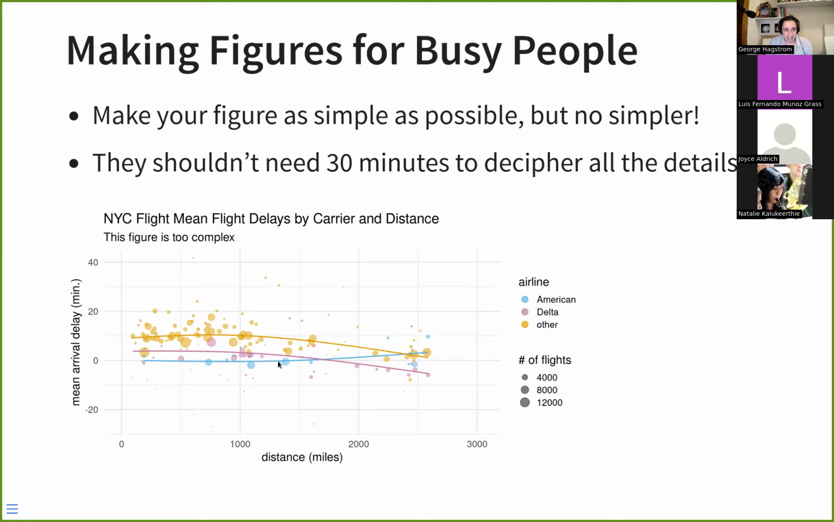And yeah, I look at this and I don't really get much of a message at all. I don't know what story you could tell. This figure packs a ton of information, but it doesn't tell any kind of story. So this figure is too complex. On the other hand, if you were to study it really closely, you might start noticing some things. In particular, the American line and the Delta line are both a little bit lower than the other line, which suggests that American and Delta have lower delays. And so maybe that's what you want your story to be.